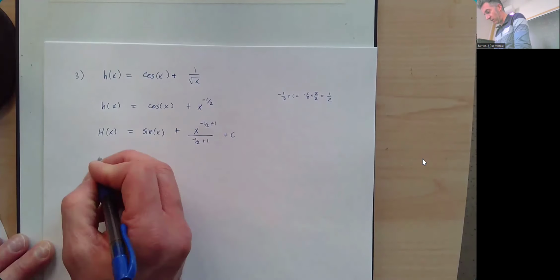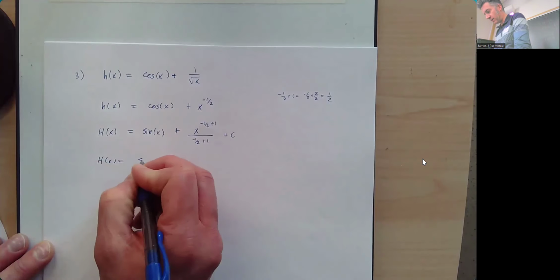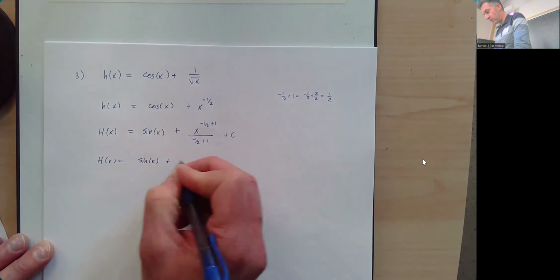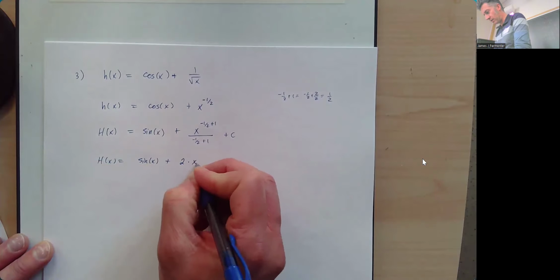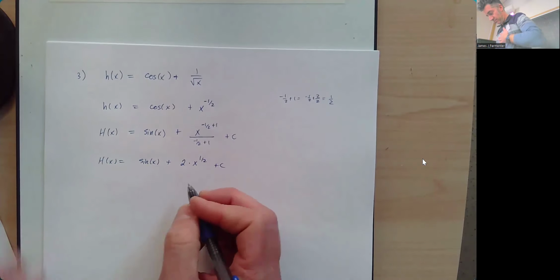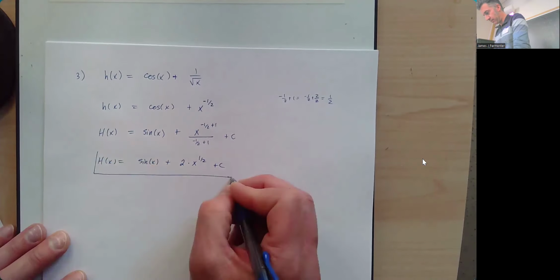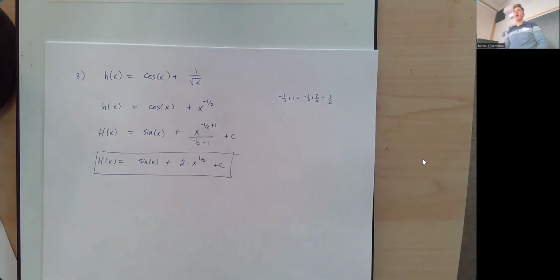So I'm actually going to rewrite this as sine of x plus 2 times x to the 1/2 plus, excuse me, plus c. I would honestly probably actually write it as sine of x plus 2 times the square root of x plus c, but it doesn't really matter, right? It's the same thing. I just have a preference for one versus the other.